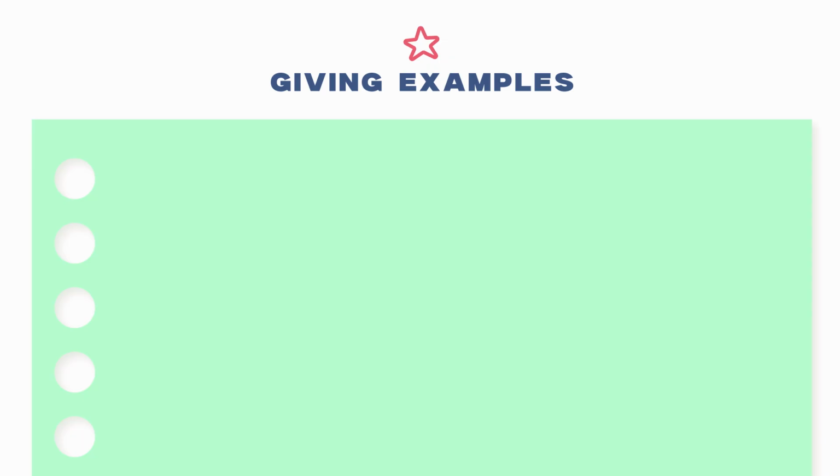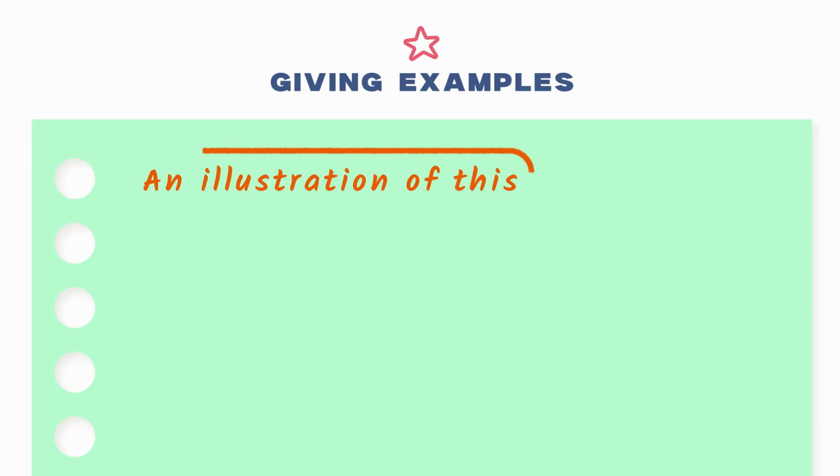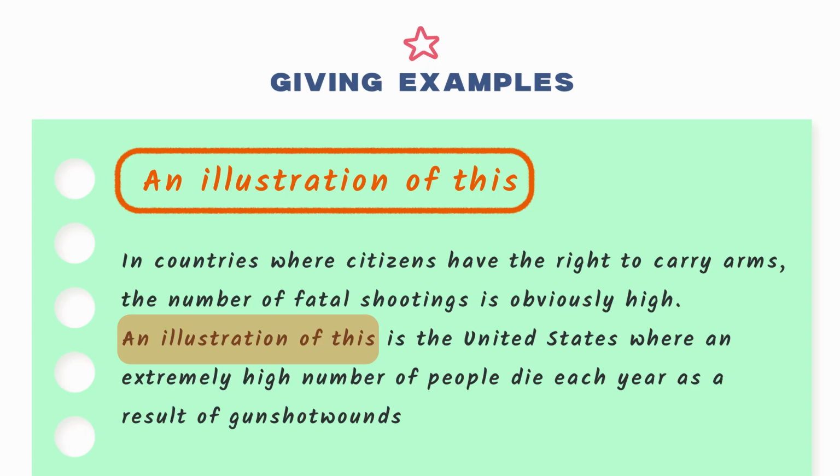And our last linking word is an illustration of this. Now let's see how we can use it in a sentence. And don't forget, we should not use a comma after that. In countries where citizens have the right to carry arms, the number of fatal shootings is obviously high. An illustration of this is the United States, where an extremely high number of people die each year as a result of gunshot wounds.